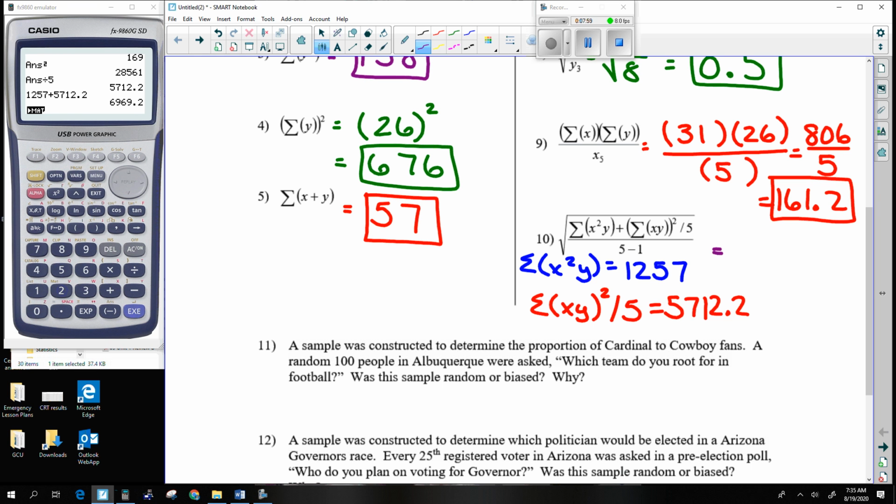So this numerator is 6969.2. The denominator is 5 minus 1. And then this is all inside of the square root. So I take this 6969.2, divide that by 4, and then take the square root of that result. So divide by 4, and then square root. Don't forget how to round numbers.